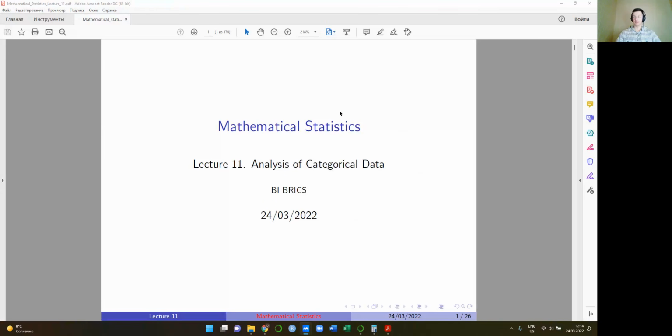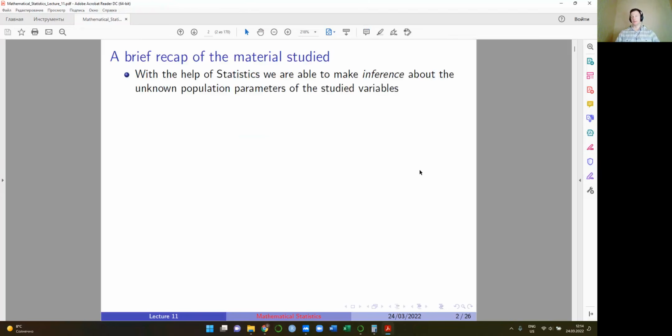So today we start a new topic. It somehow develops the tools that we have discussed in statistics and also in econometrics. And we will talk about analysis of categorical data. So before we start, let's go briefly through the point where we are.